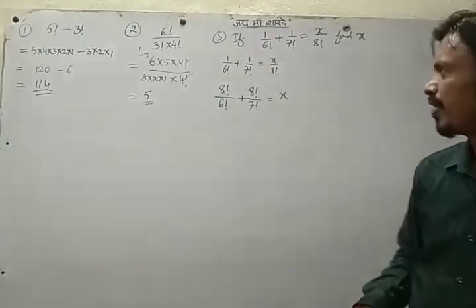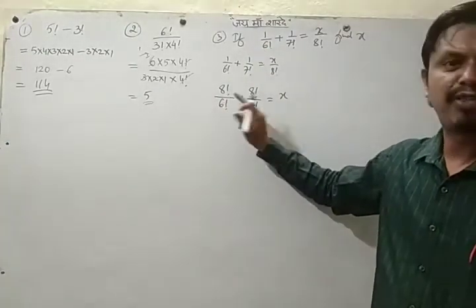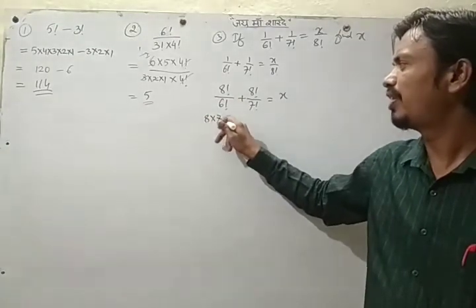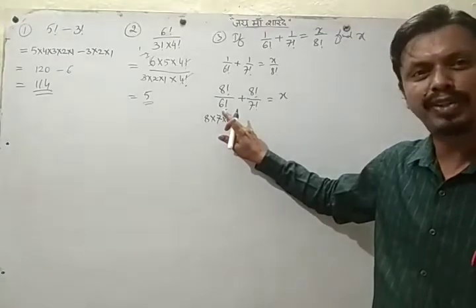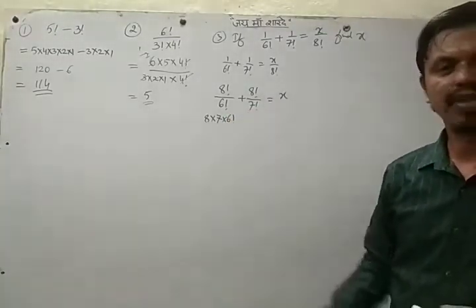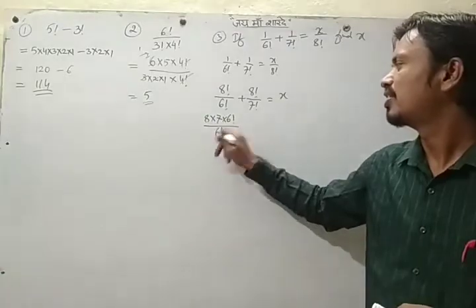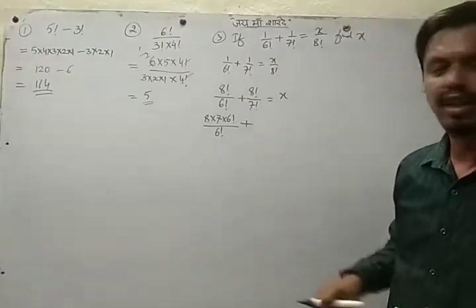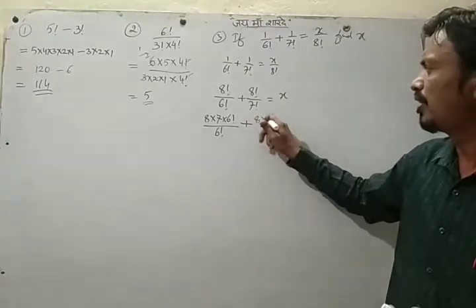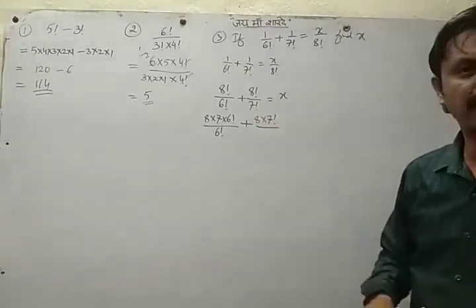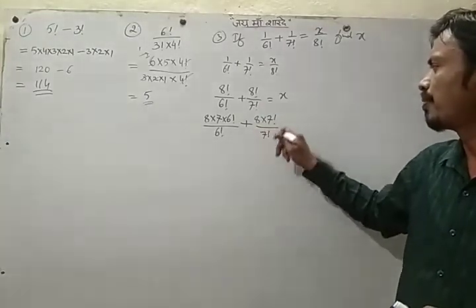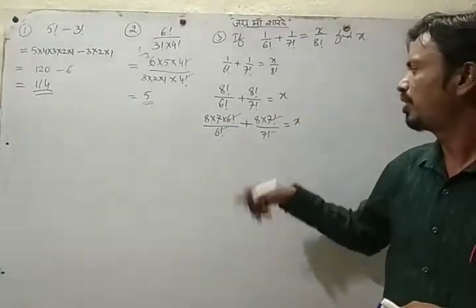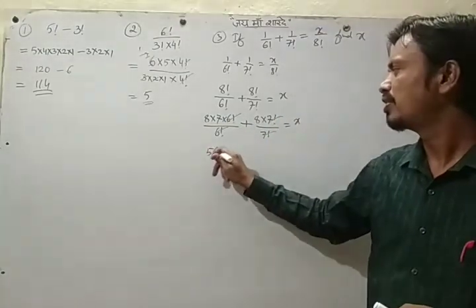Cross multiplication. Now among these, the greater one is 8 factorial, so we can expand this 8 factorial. It can be done as 8 into 7 into 6, and here we have 6 factorial, so we can close this, upon factorial 6. Plus the same thing here, 8 factorial and 7 factorial. So the greater one is 8, so expand 8 into factorial 7 upon factorial 7 is equal to x. Now factorial 6 cancels out. Here factorial 7 cancels out. So 8 into 7 is 56, plus 8.